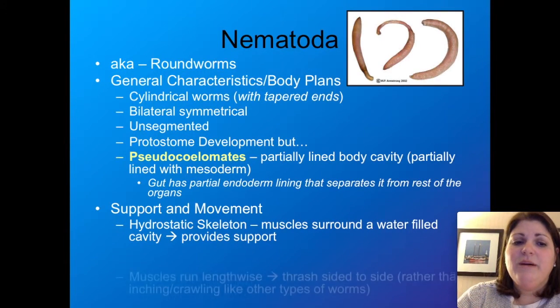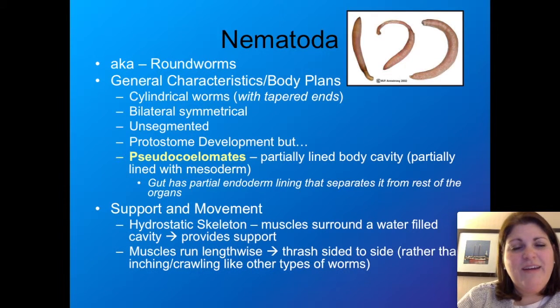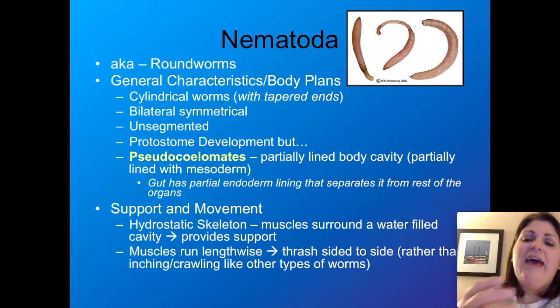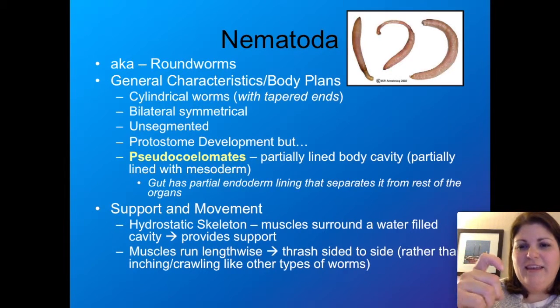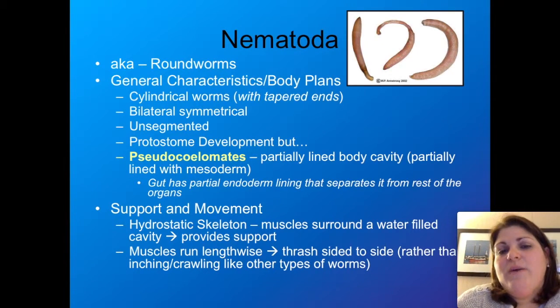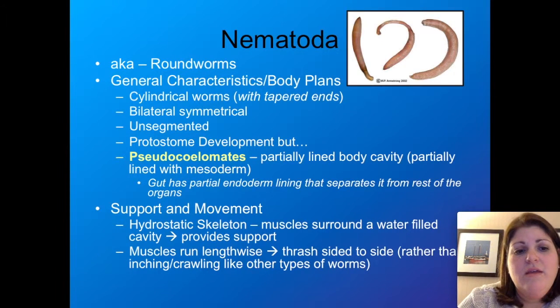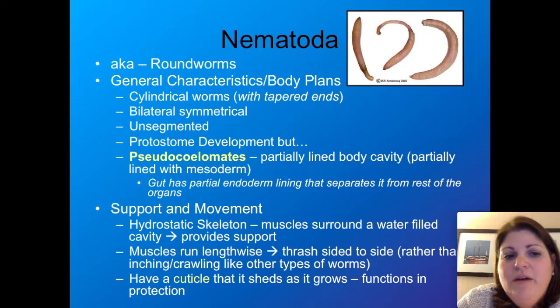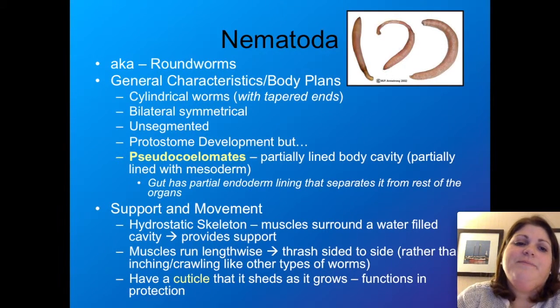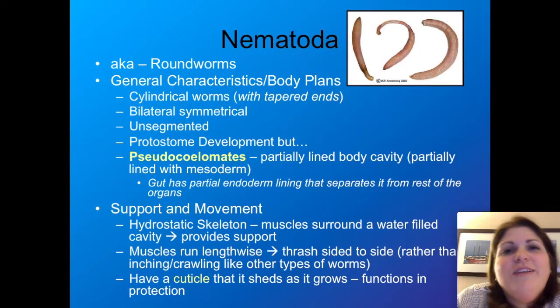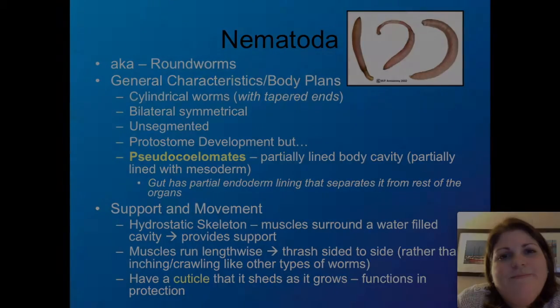Unlike the other worms, however, their muscles run lengthwise, and of course they're not segmented, and so that limits their movement. They thrash side to side instead of inching or crawling along like we see with annelids. And remember, as far as their support goes, they also have that outer cuticle that functions for protection and support. Here's a good spot to pause if need be. Also, let's take a moment and review.